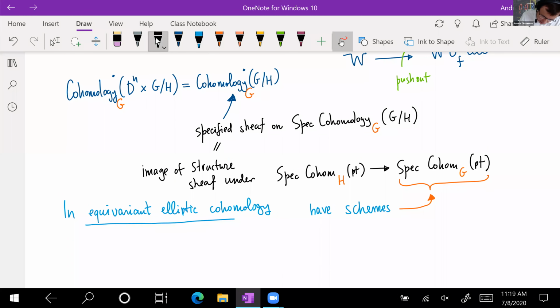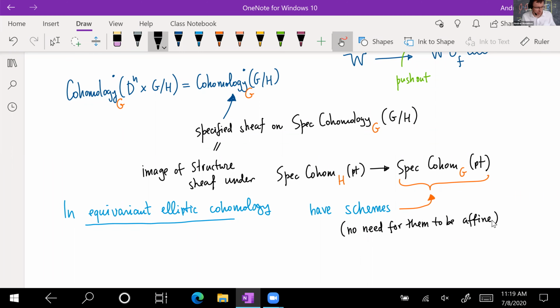We don't need, there's no need for them to be affine. If you state it like this, we're computing with sheaves on some scheme, and there's no need for this scheme to be affine, right?